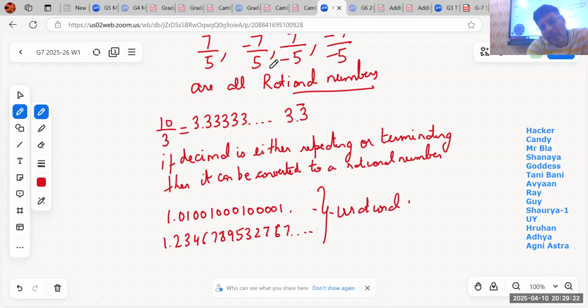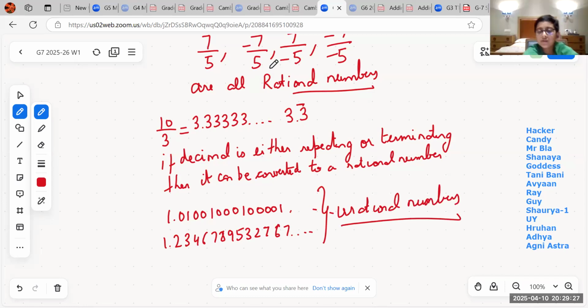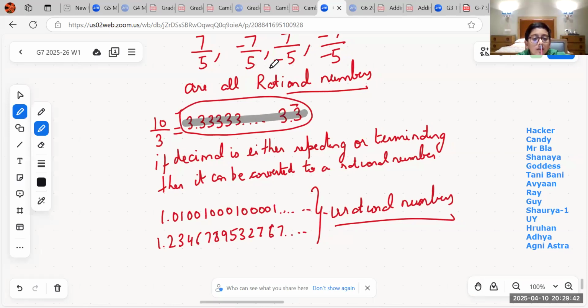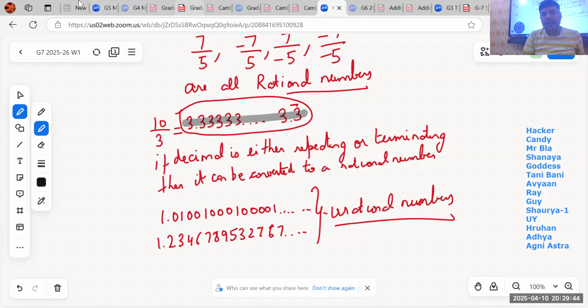That you will study in your 9th grade. Sir, why can't we convert them into fractions? Beta, it is not terminating, it is continuously going ahead, so we cannot write it as a whole number. Now you will say, sir, then how will I convert this into a rational number? That is again a grade 9 concept.